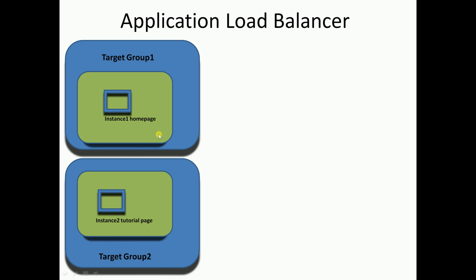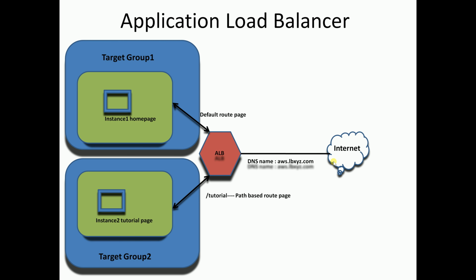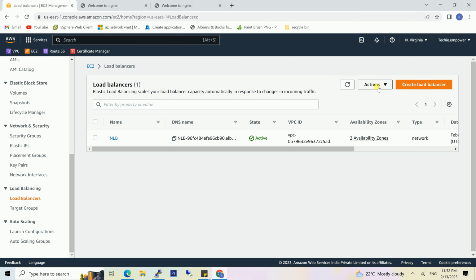So I have target group 1 and target group 2, where my target group 1 web server has the home page, and my target group 2 web server will be holding the tutorials page. Configuring an ALB, application load balancer, my default request will go to the target group 1 servers, and as it supports path-based routing, the web server holding the tutorials pages will serve those. We'll see how this can be implemented in AWS.